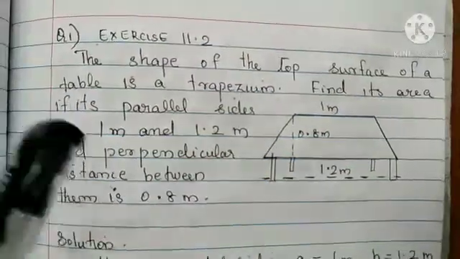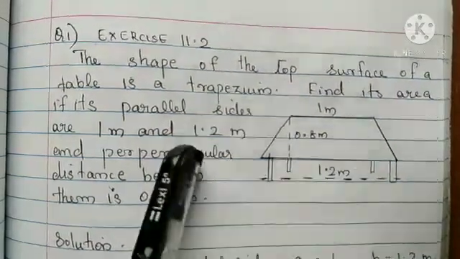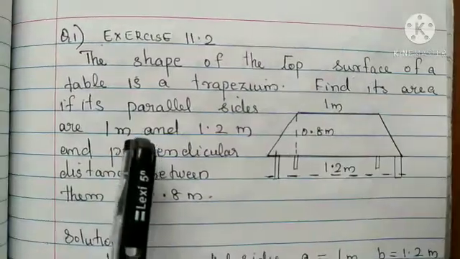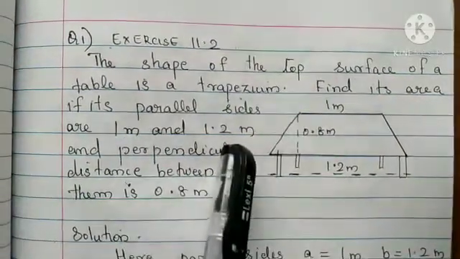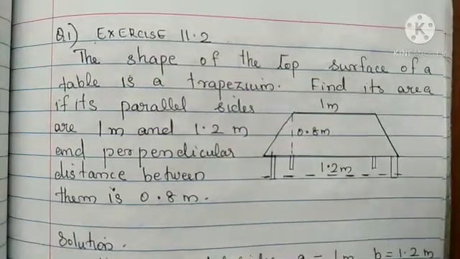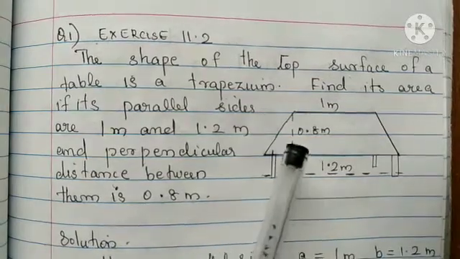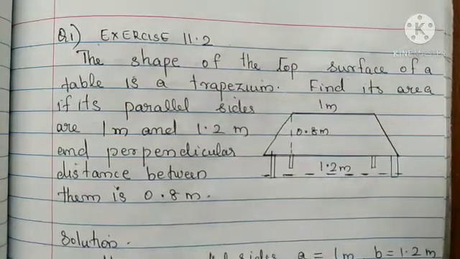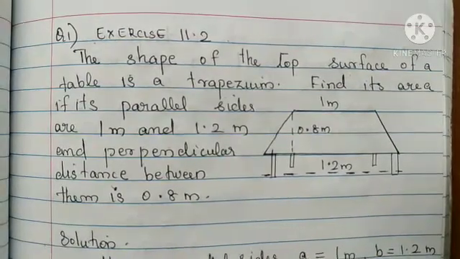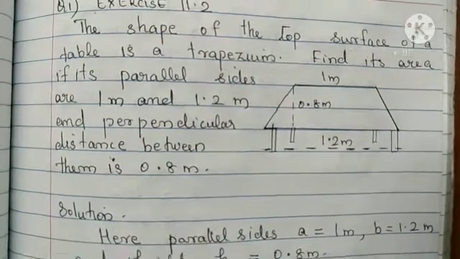The question is, here it is a table and the top surface of a table is trapezium. Parallel sides are 1 meter and 1.2 meter. And the perpendicular distance between them is 0.8 meter. Here directly given A, B and H. So we can use the formula. What is the formula?